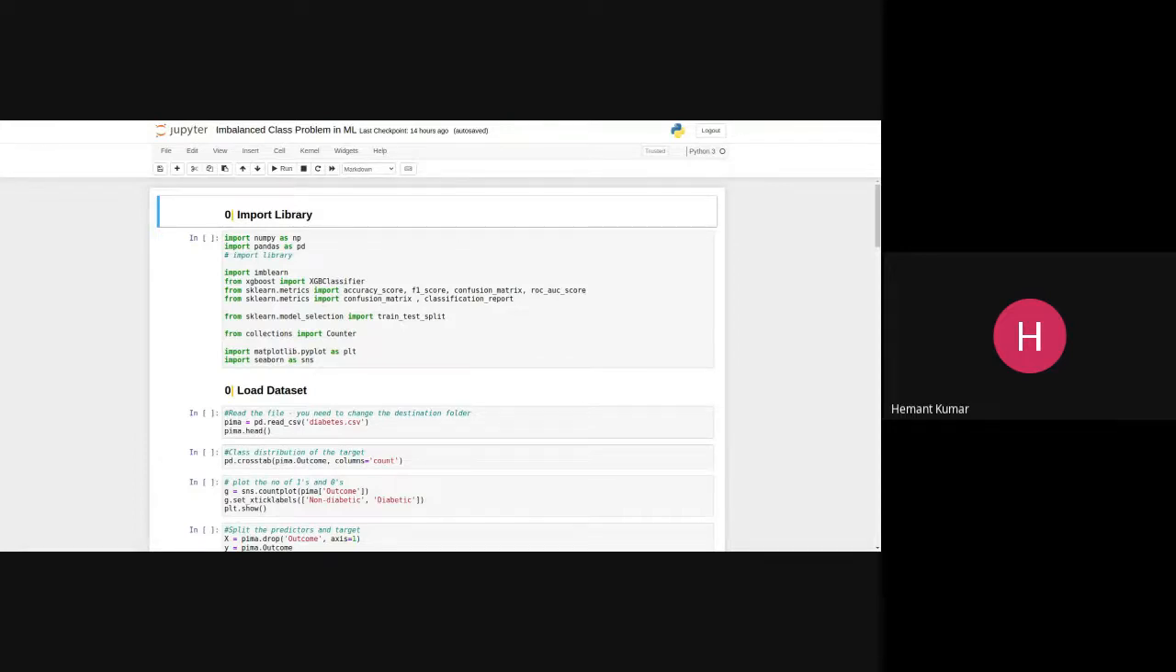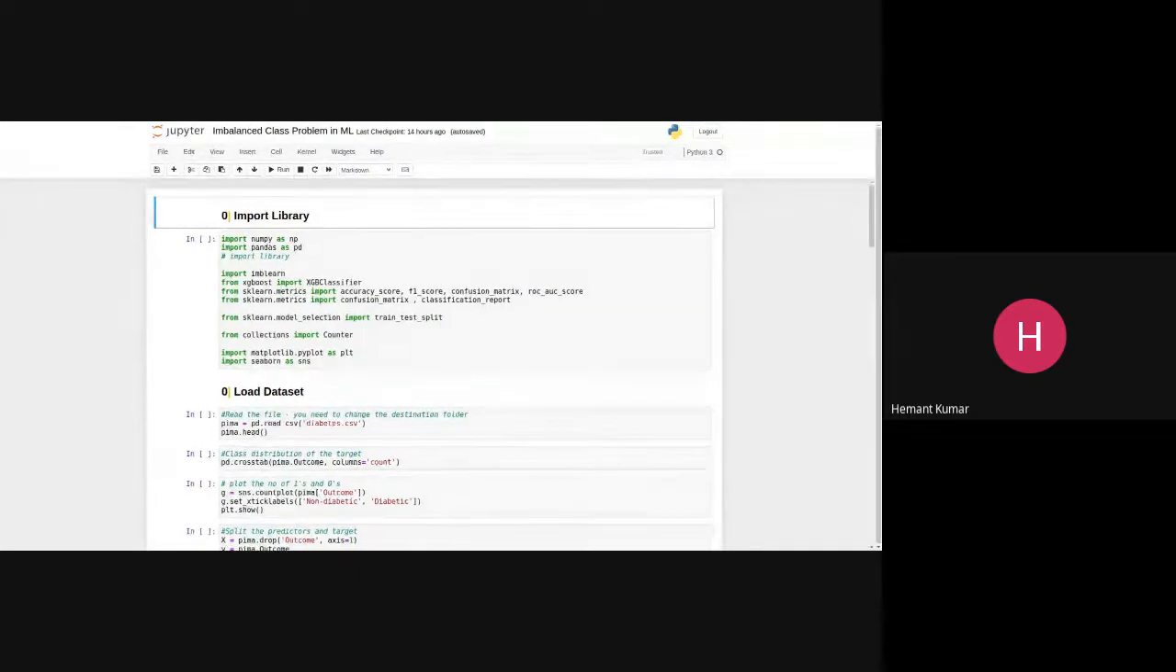Our screen is visible. Yes, it is visible.